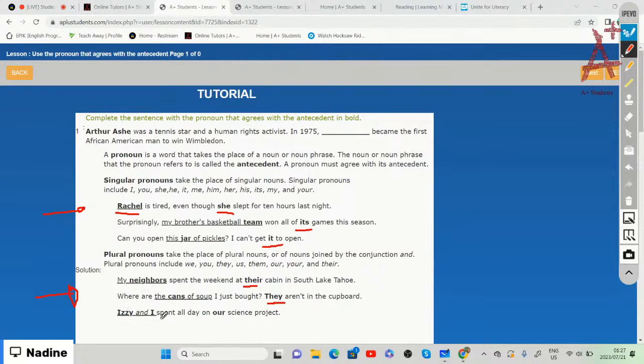Izzy and I spent all day on our science project. So the word "our," right, it replaces Izzy and I, right? And as you can also see, if you look at Izzy and I, we say that the plural pronoun takes the place of nouns that are also joined by a conjunction, which is "and." There's the conjunction "and" in the middle, right? So Izzy and I spent all day on our science project. "Our" refers to Izzy and I.